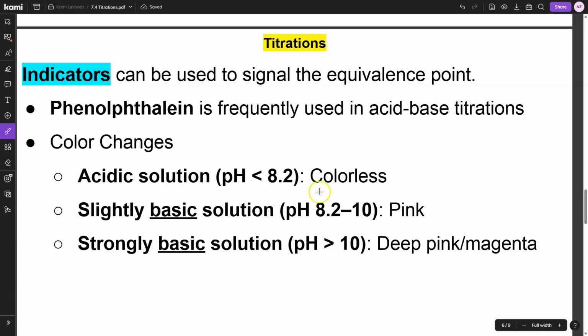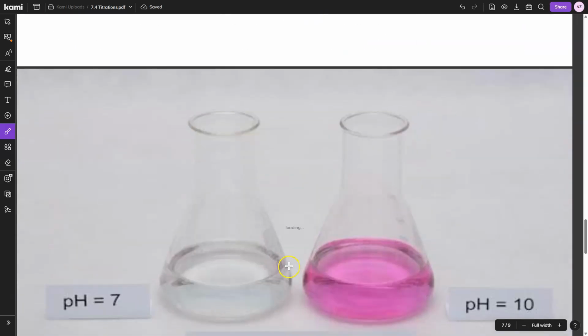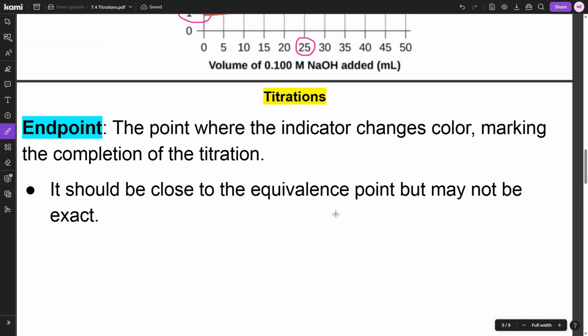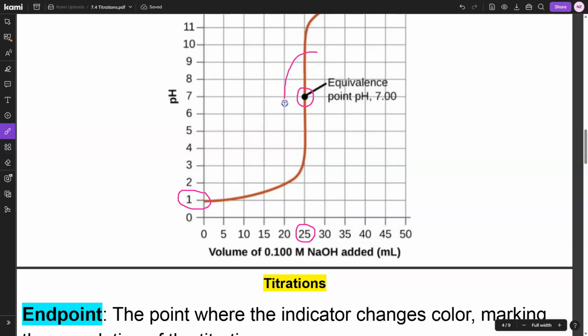When the pH is less than 8.2, phenolphthalein is colorless. When it is a pH of 8.2 to about 10, it starts to turn pink. And when it is greater than 10, it turns a deep pink or magenta color, meaning it's a basic solution. So when we are titrating up to about 7, our solution is clear. When it reaches about 10, it will be a dark magenta. We're looking for the point between these two, indicating that we are in this range right here. So we're looking for that color change, and that will help us identify when our titration is finished.